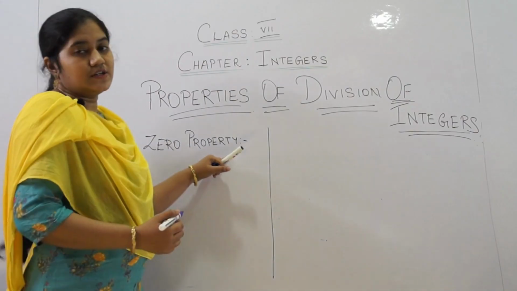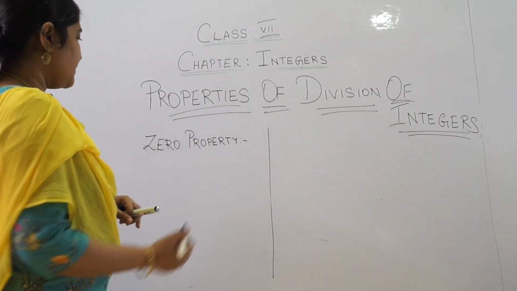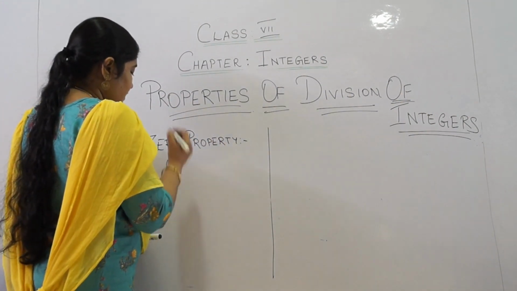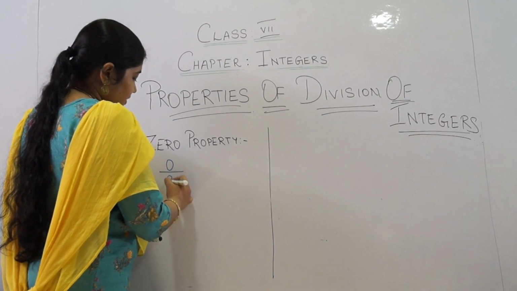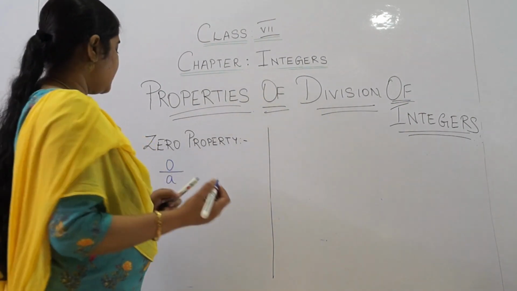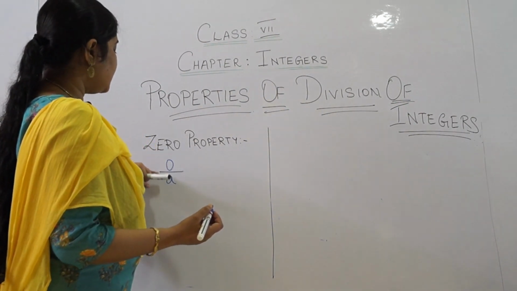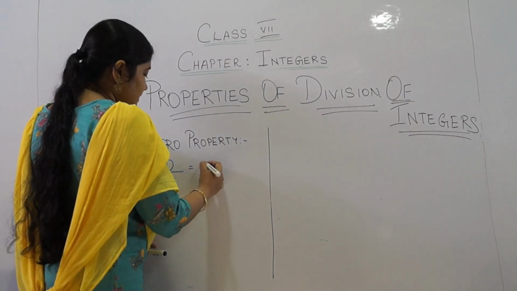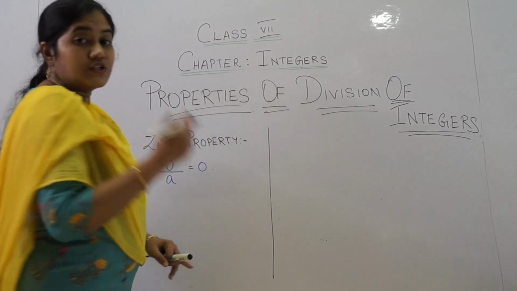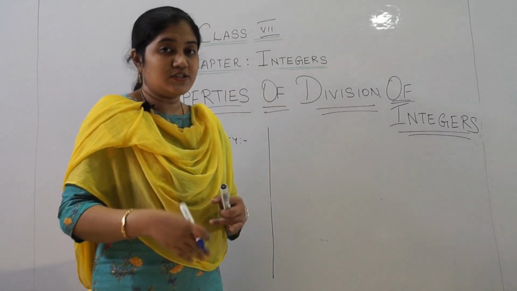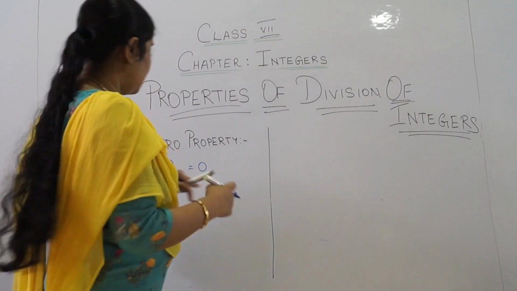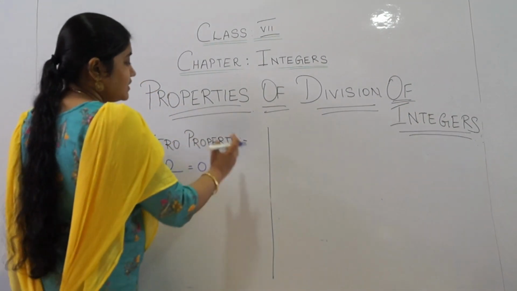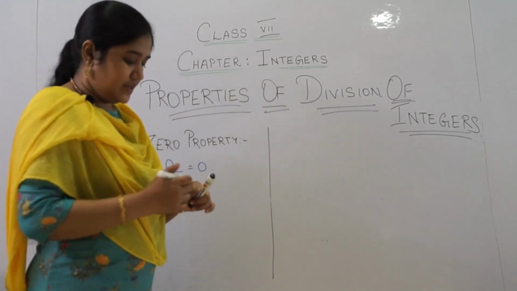Zero property. So what does the zero property say? The zero property states that when 0 is divided by any integer, let's take the integer to be a, the result is always 0. So 0 divided by any non-zero number will always give me 0. This is called the zero property in division of integers.